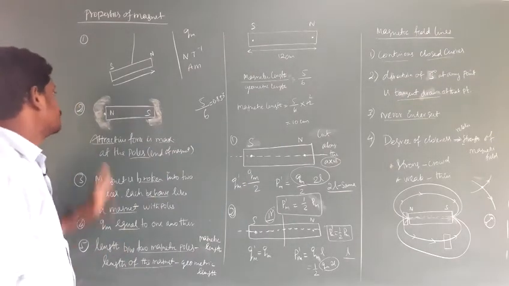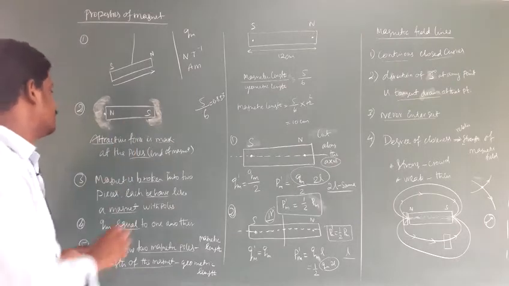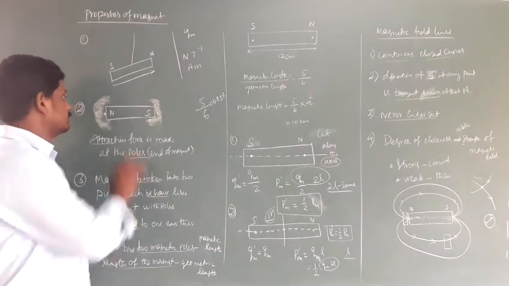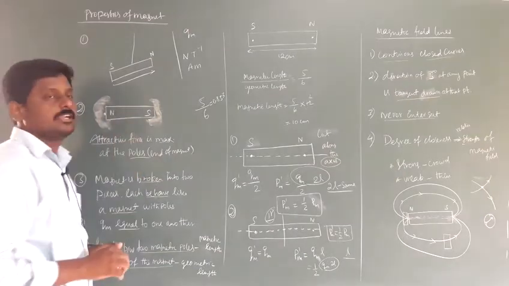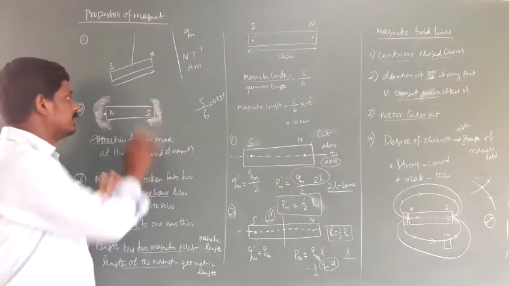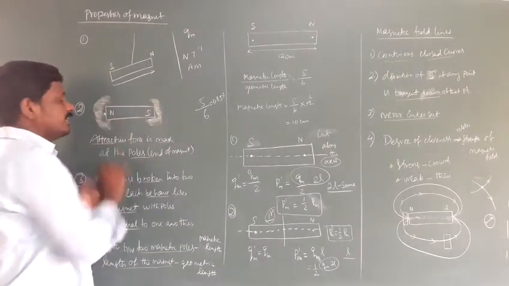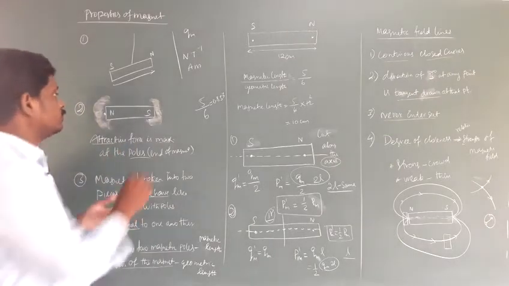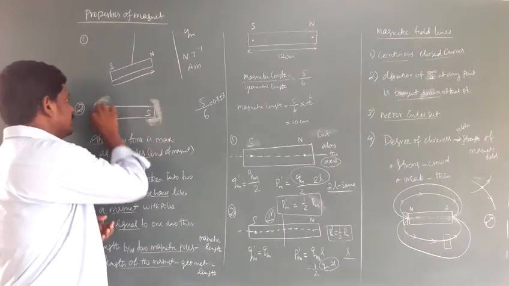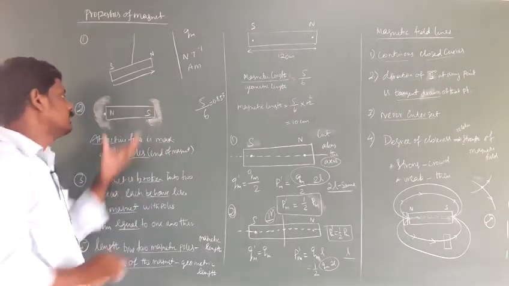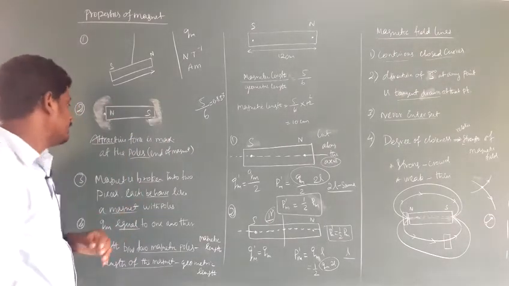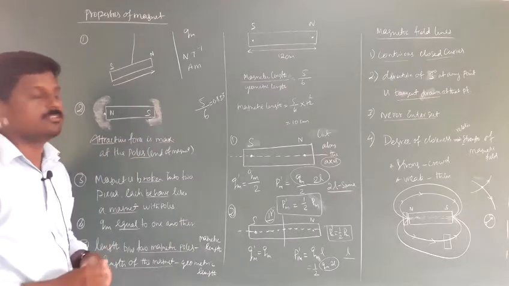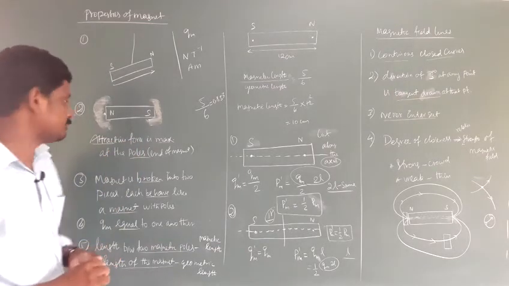Next, consider a bar magnet. At the ends of the magnet, there is maximum attractive force. So attractive force is maximum at the ends of the magnet. If you touch it with iron filings, more iron filings stick to the ends of the magnet.